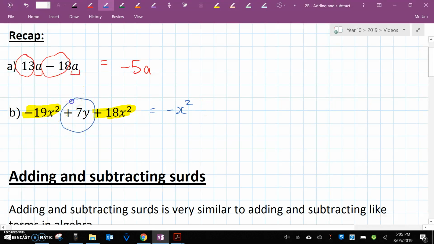But what do we do with this plus 7y? We need to add it at the end. So our answer is minus x squared plus 7y. Okay, so remember you can only add and subtract like terms.